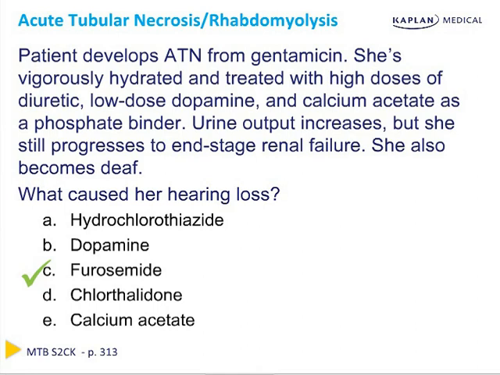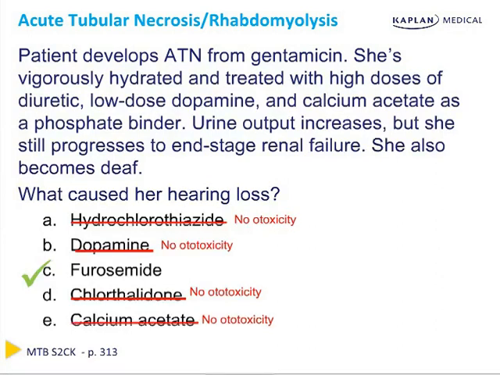So why are the other answer choices wrong? Briefly, hydrochlorothiazide has no ototoxicity, dopamine as well, chlorthalidone is not associated with ototoxicity, and neither is calcium acetate. So remember, aminoglycosides are your typical culprit for damage to the inner ear, but furosemide also has a toxic effect on those hair cells in the cochlea.